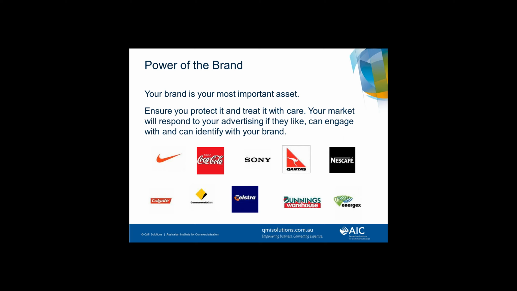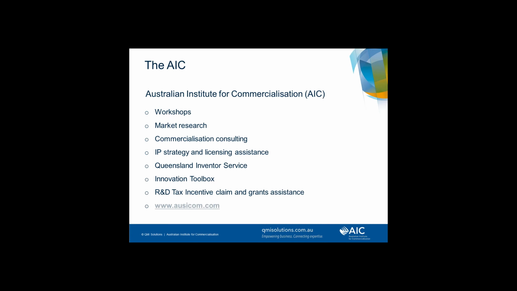Now I'm just going to cover off a little bit about potential resources. Of course, there is the AIC, the company to which I belong, and we run workshops, we do market research, we do commercialization consulting for businesses, we have IP strategy and licensing assistance available for people. We run the Queensland Inventors Service on behalf of Decidian and the Queensland Government. We have an innovation toolbox that's online, and we also assist businesses with their R&D tax incentive claims.